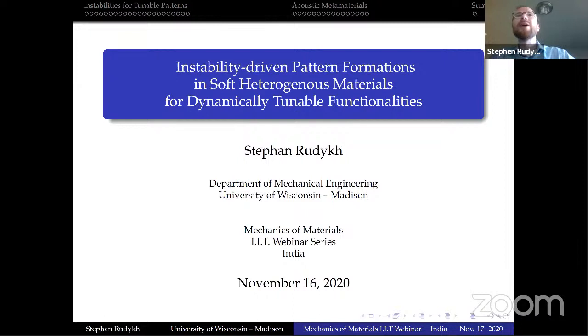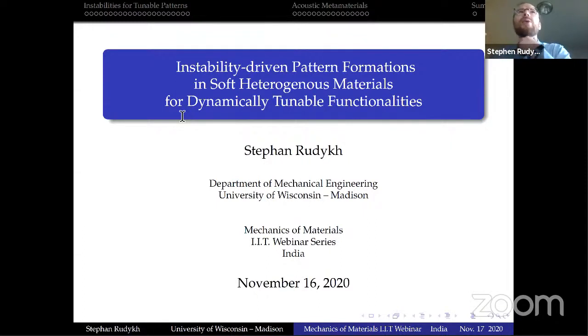Right, so I will be talking about these instability-induced patterns that we can obtain in soft materials. A very important word here is soft. The material will be deforming a lot, and there will be nonlinearities that come from that. I added the last line here in the title to try to connect this phenomenon to some potential applications, but we'll discuss whether it's possible to extend it there or not.